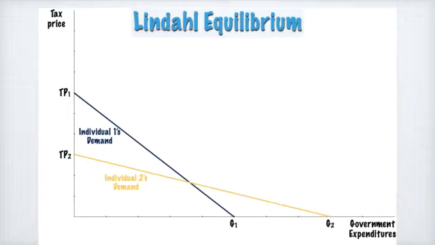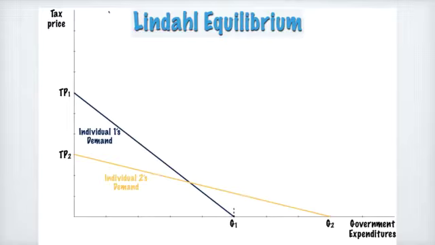To keep this easy, we'll just take a look at two individual demand curves here, individual one's demand curve and individual two's demand curve, and that represents the tax price of those public goods versus the level of government expenditures. Since we're going to be adding this vertically instead of horizontally, if you're a little rusty on how to sum a market demand curve for a private good, you can go to my YouTube page and there are videos related to how to do that.